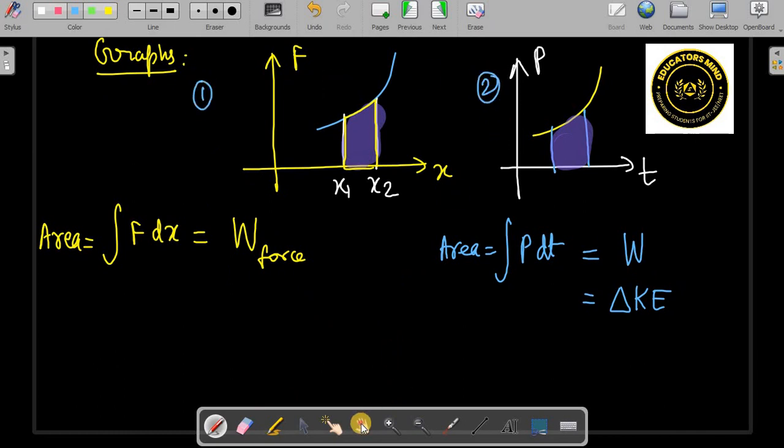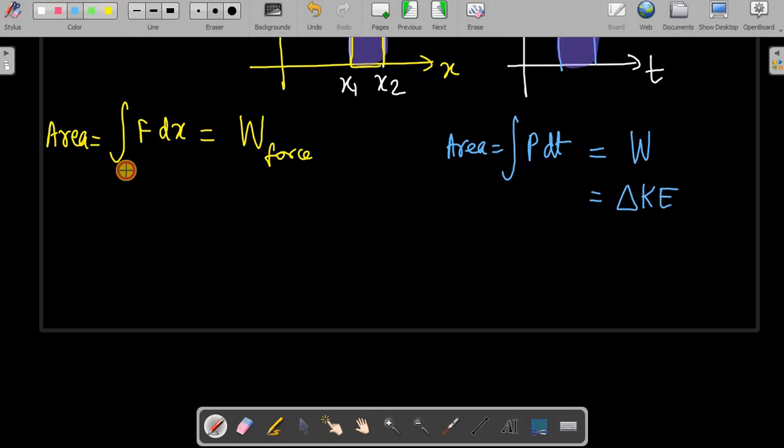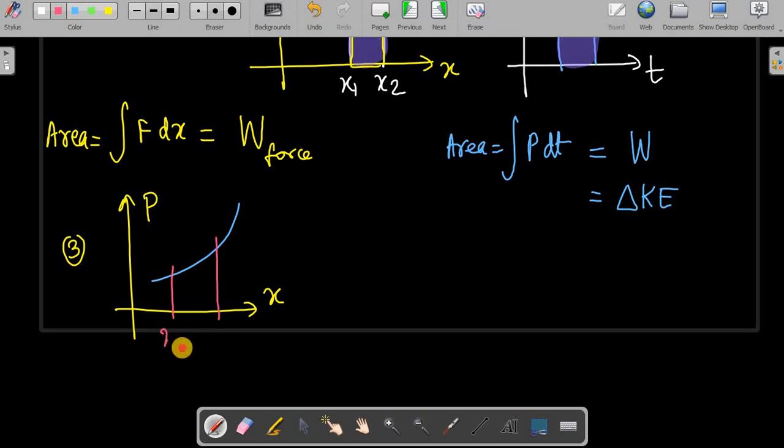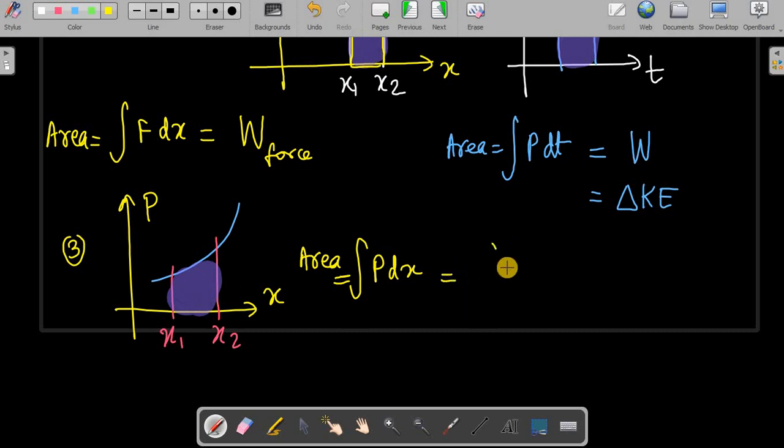Then there is one more graph which is also important. Sometimes questions come directly based on that. The third graph is the power versus x graph, the P-x graph. What does the area under this graph between two positions x1 and x2 represent? The area is the integration of P dx. Power can be written as force into velocity, so it is force into velocity into dx.